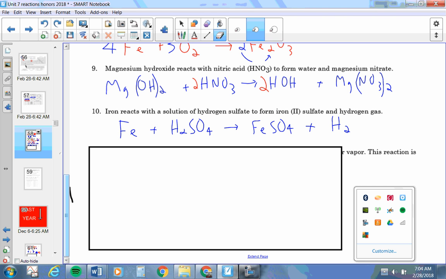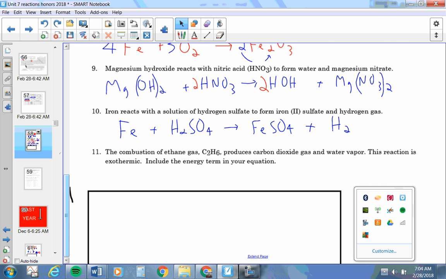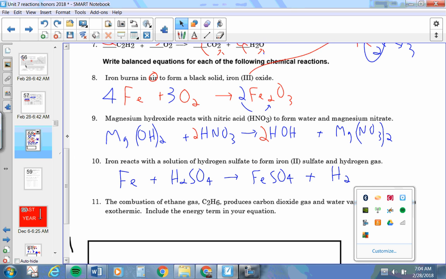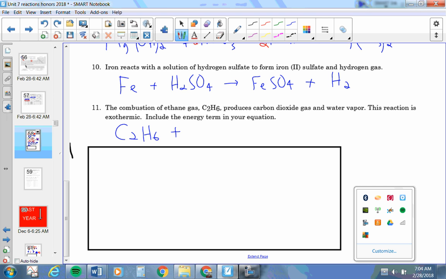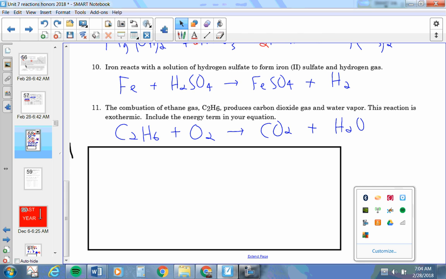On to the next one. Is there a next one? Last one. The combustion. Ooh, a combustion. The combustion of ethane gas, C2H6. Combustion, the only way things combust is if they react with oxygen. It doesn't tell you that. You have to be smart enough to know that, or you have to put the time in and practice them. It's going to make carbon dioxide and water. Classic complete combustion because it's carbon dioxide.